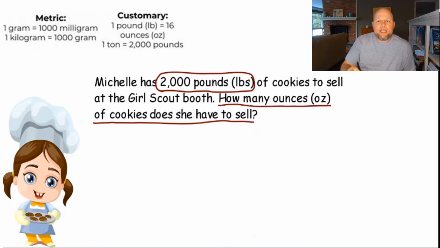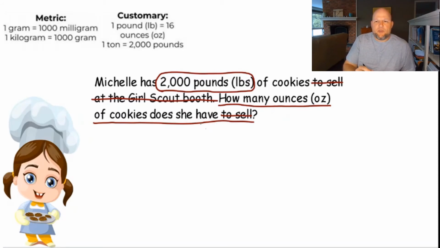Eliminate and get rid of unnecessary information. Michelle has 2,000 pounds of cookies to sell at the Girl Scout booth. We can go ahead and get rid of all of that having to do with the Girl Scout booth and selling. And in the question, how many ounces of cookies does she have to sell? We don't need the "to sell" down here either. So when we look at the problem again, it says Michelle has 2,000 pounds of cookies. How many ounces of cookies does she have?